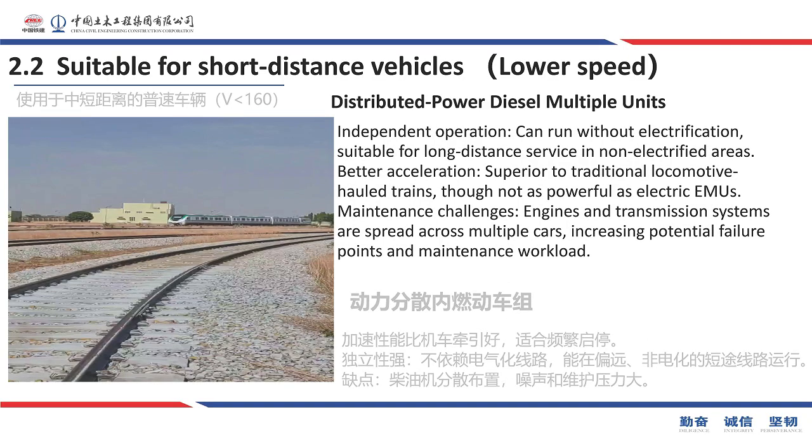Distributed power diesel for short distance. Distributed diesel trains are highly independent, making them suitable for remote or non-electrified lines. They outperform locomotive-hauled trains in acceleration, but noise, vibration, and maintenance remain challenges.